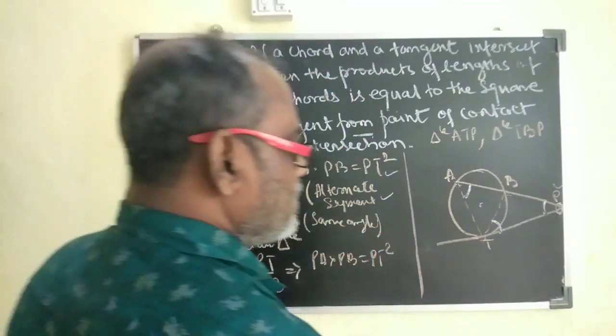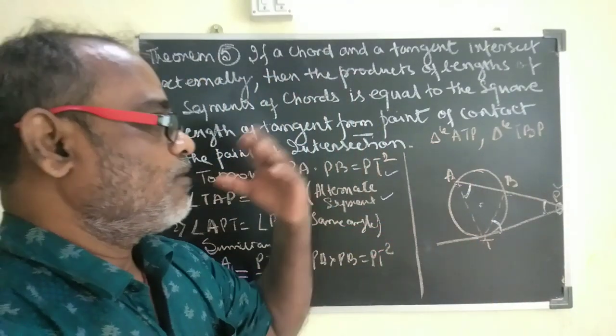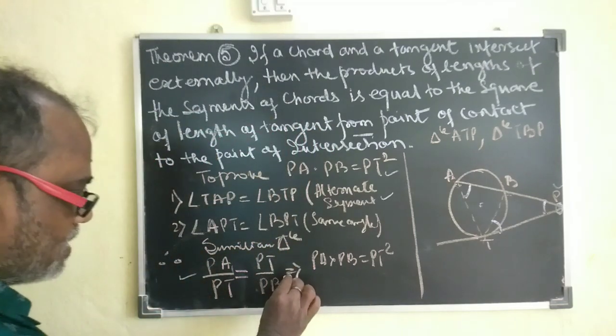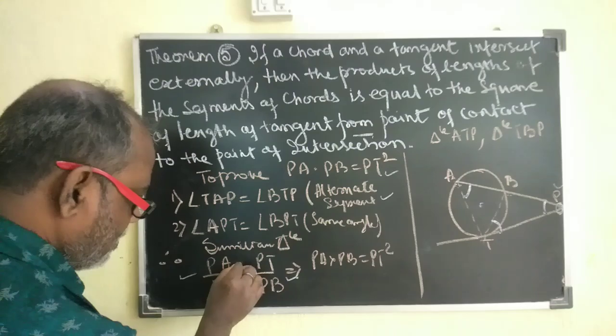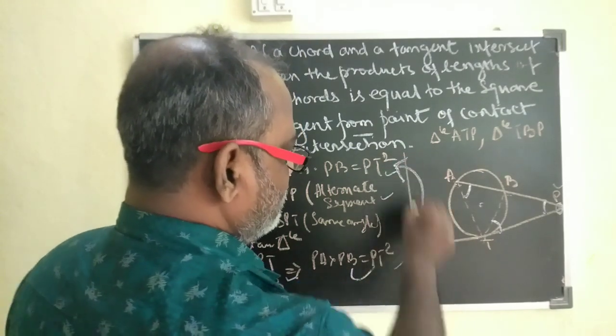Since the triangles are similar, from the property of similarity, we can say that the corresponding sides are proportional. So, we have written the corresponding sides are proportional. Now, if we crisscross multiply this, we get this, which is the proof of this theorem.